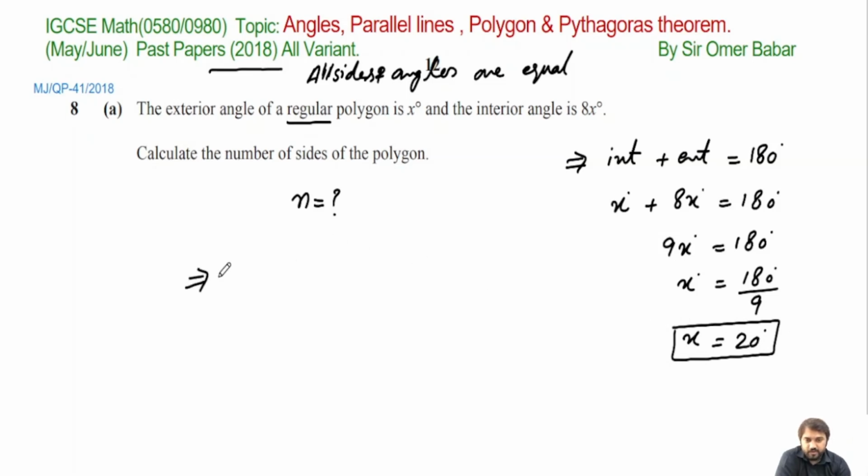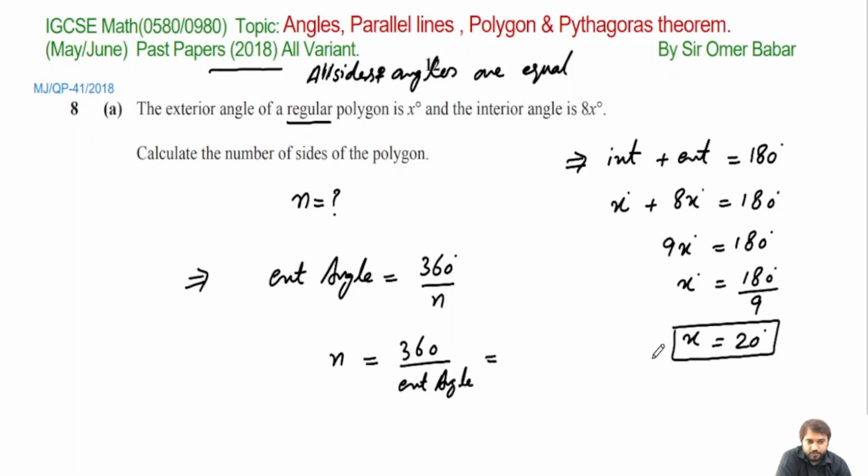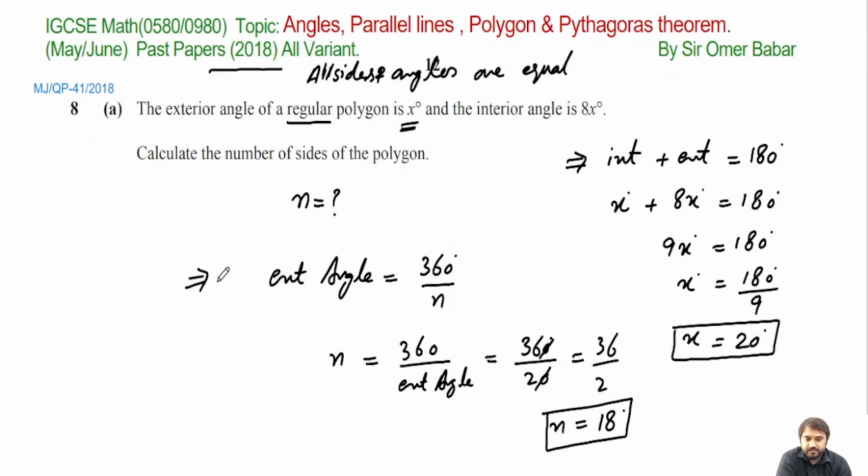After that, we have a formula to calculate the exterior angle of a polygon, that is 360 degrees divided by n. And we want to calculate this n, so just cross multiply. The value of n will be 360 divided by the exterior angle. We have just found the value of the exterior angle, that is 20 degrees. So 360 divided by 20, we can cancel them. We have 36 over 2, 18. The value of n is 18. So the polygon has 18 sides in this case.